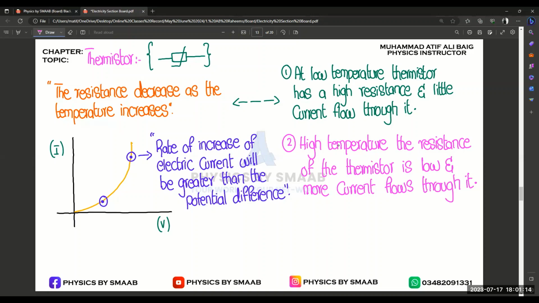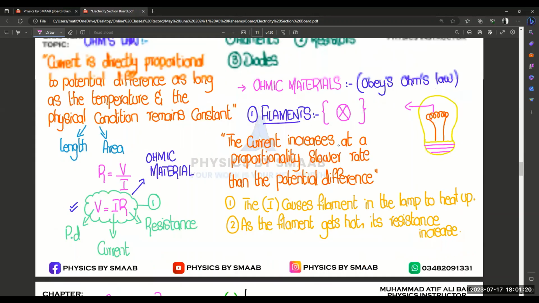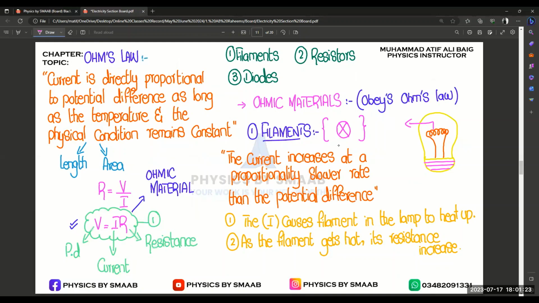Okay, so if we summarize this concept, first we started with Ohm's law. We discussed that if voltage is directly proportional to electric current, that is Ohm's law. And those materials which follow Ohm's law, where current is directly proportional to the voltage, are known as ohmic materials. We have to cover three topics in this concept. Only the resistor is our ohmic material, and the other two are non-ohmic, where resistance is variable.